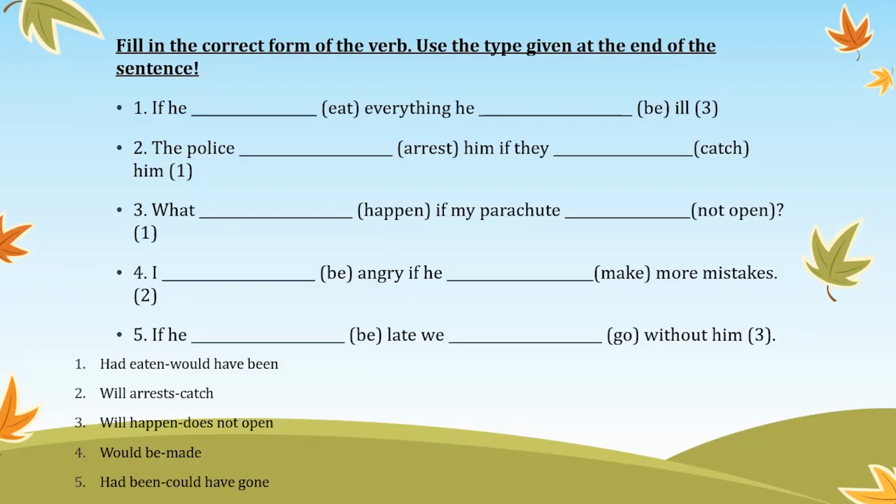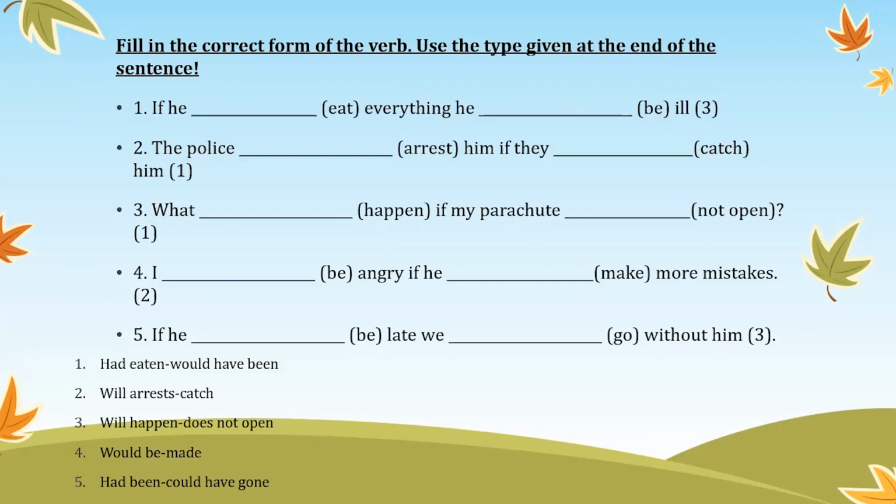Third one, first conditional. So what will happen if my parachute does not open? It's a question. Don't panic about that. Check the clause and put the correct structure, the correct pattern, the correct tense of the word. The fourth question, second conditional. I would be angry if he made more mistakes. So it's easy, right?